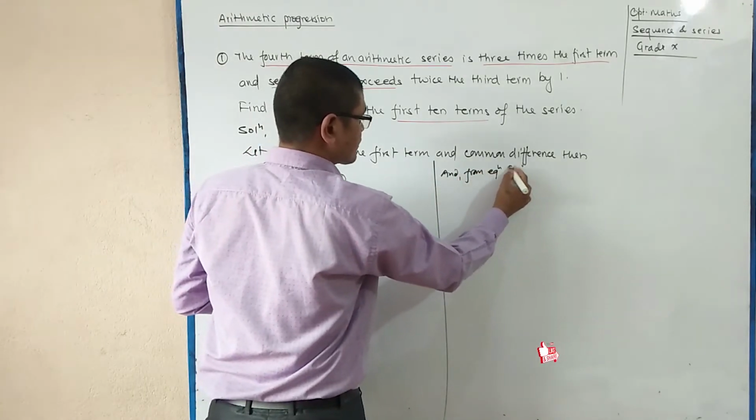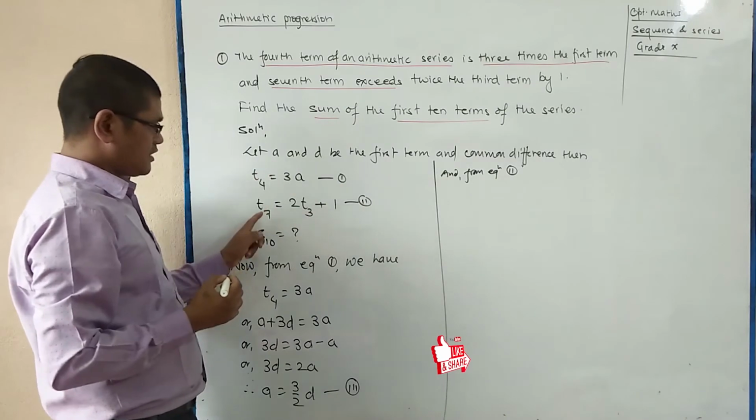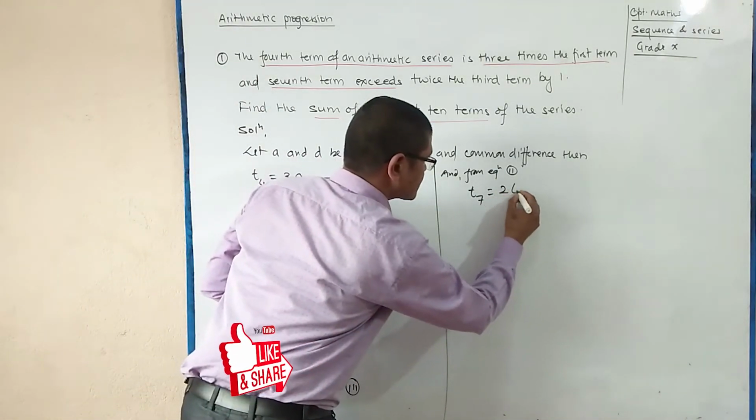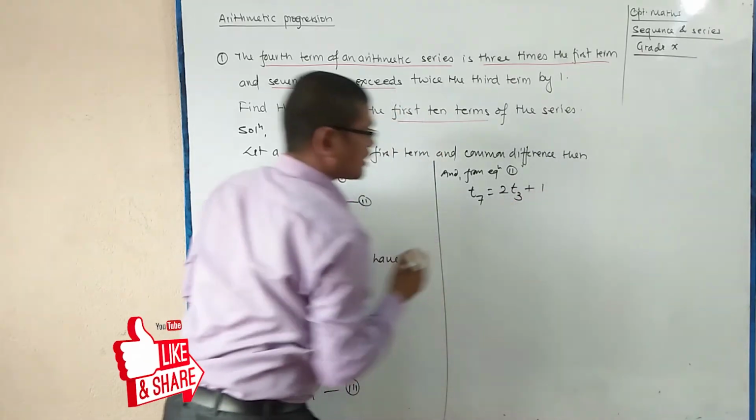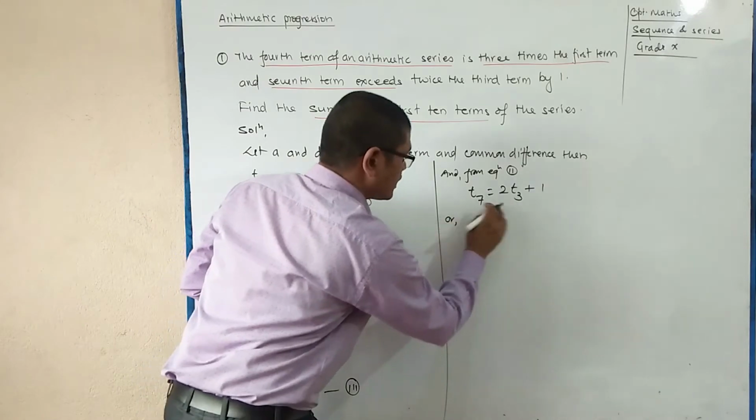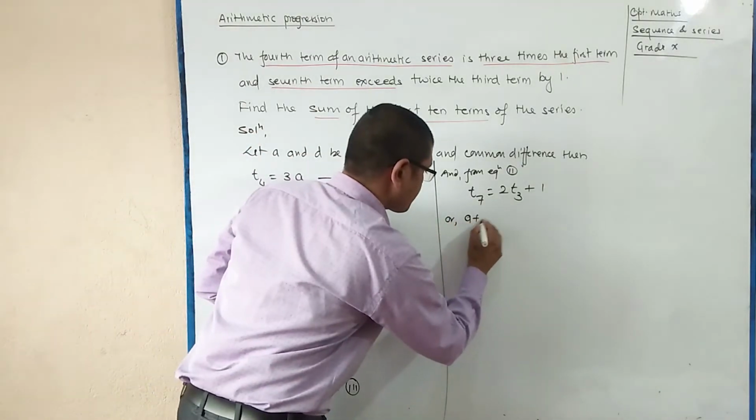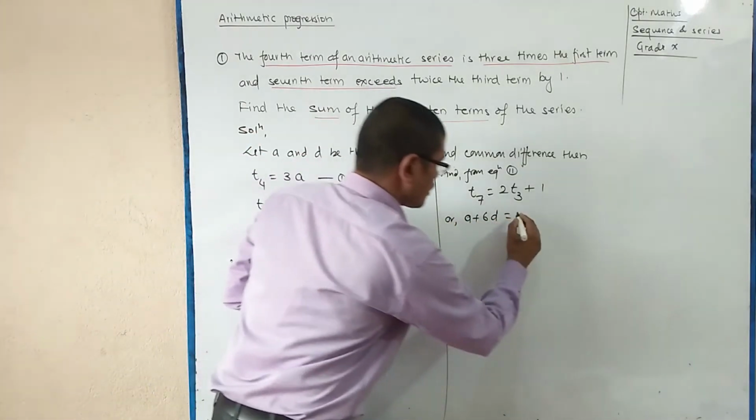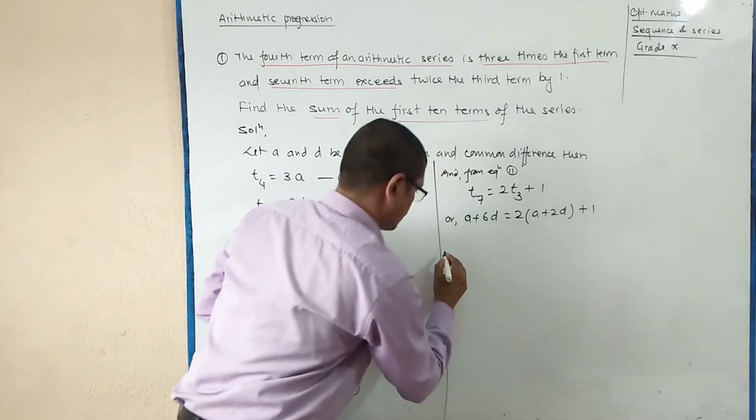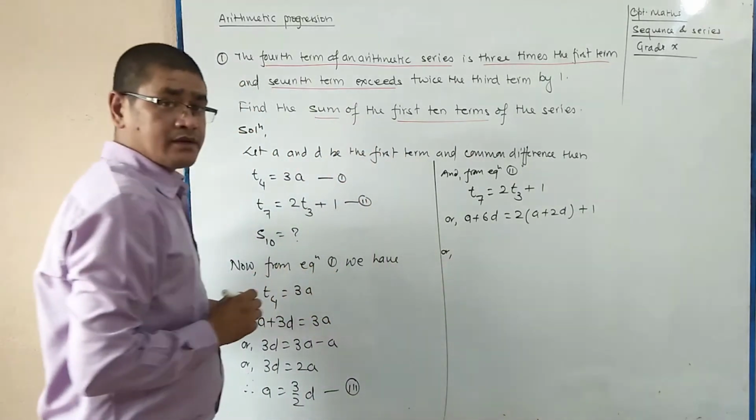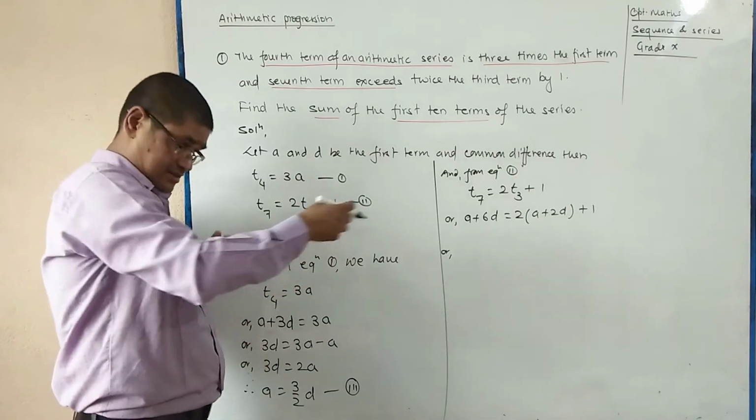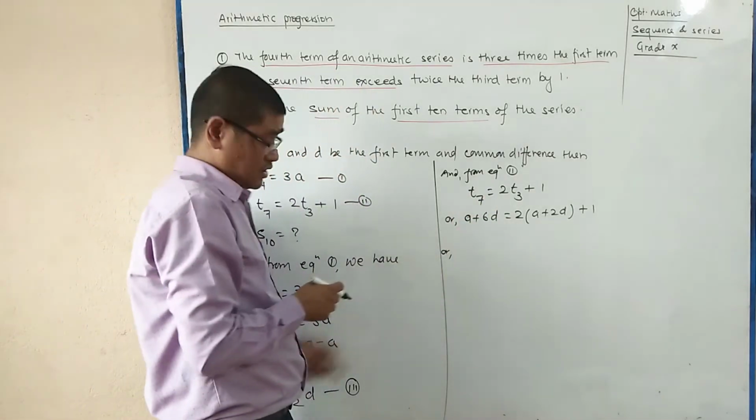And from equation second, let's see the equation second. T7 equals twice the third term plus 1 to balance it. T7 means A plus 6D, equals twice A plus 2D plus 1. Or we can directly substitute the value of A here, or let's solve the first few steps, then we substitute.